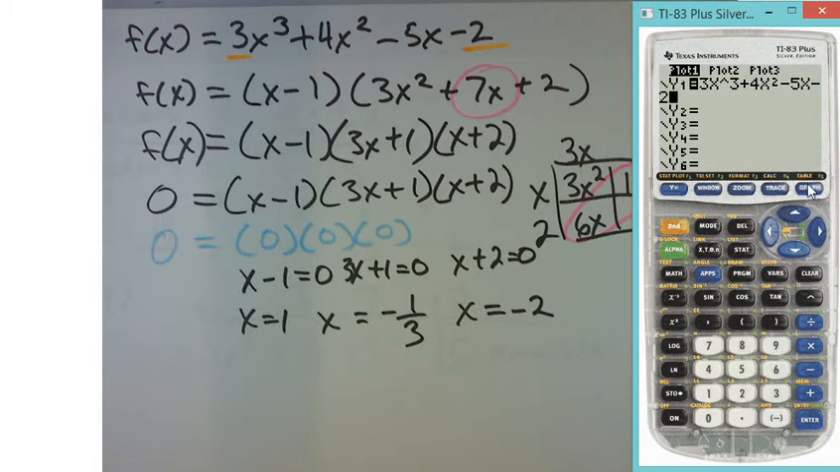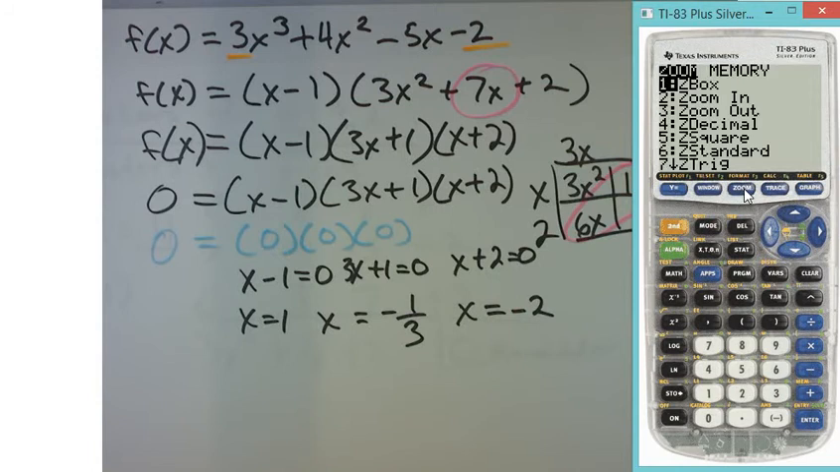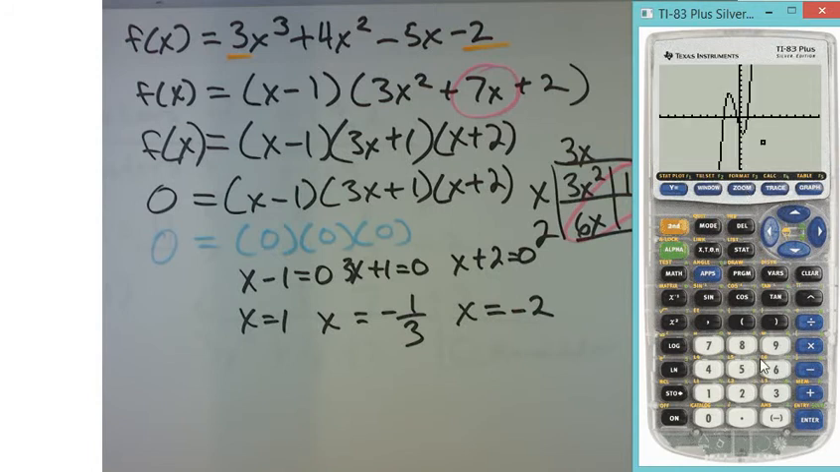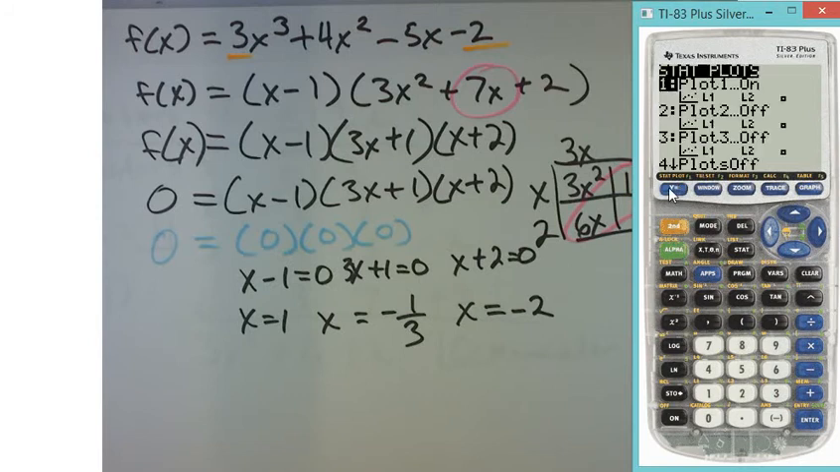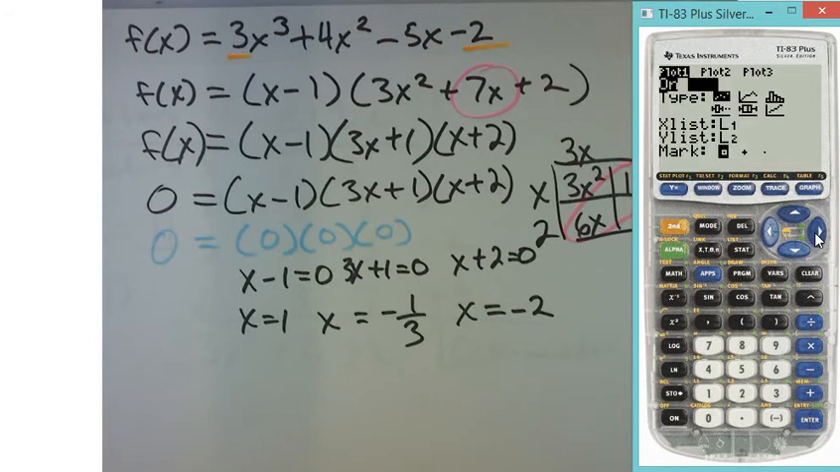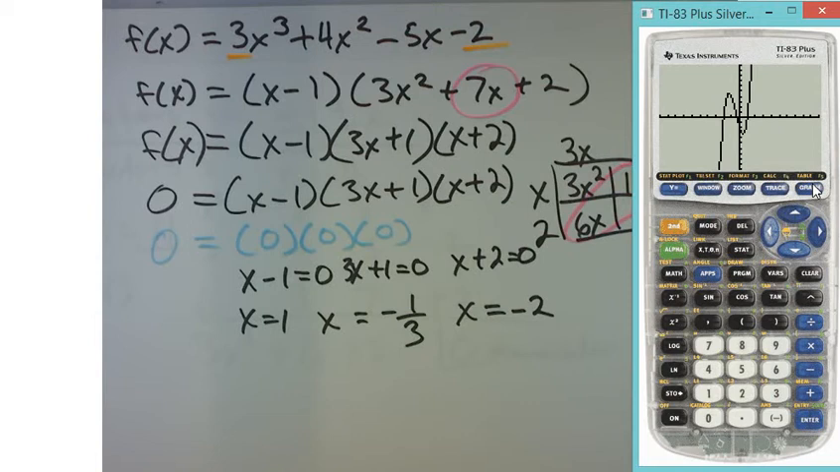Okay. And I'm going to zoom this in at the standard. Oh, I got to turn my plot off here. Now, if I hit trace and I say 1, because over here I have x equals 1, and hit enter, notice what the y value is. If I hit negative 1 divided by 3, notice what the y value is. If I hit negative 2, notice what the y value is.